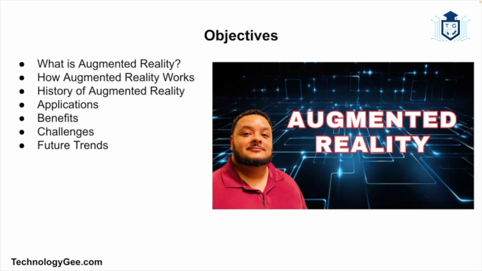In recent years, augmented reality has transitioned from a futuristic concept to a technology with practical applications in various industries. Augmented reality enhances our perception of the real world by overlaying digital information onto our physical environment. In this video, we're going to talk about the concept of augmented reality, explain what it is, how it works, its history, applications, benefits, challenges, and future trends.